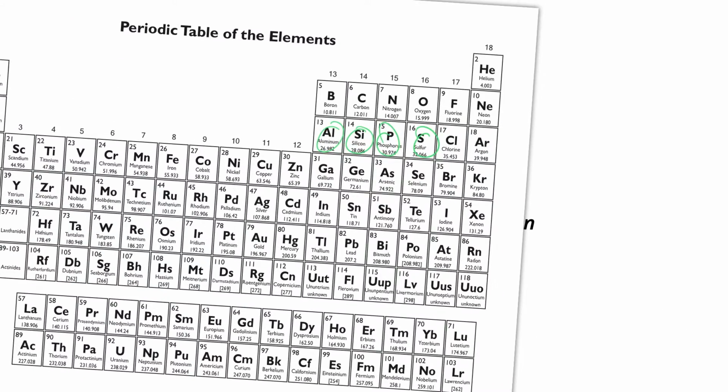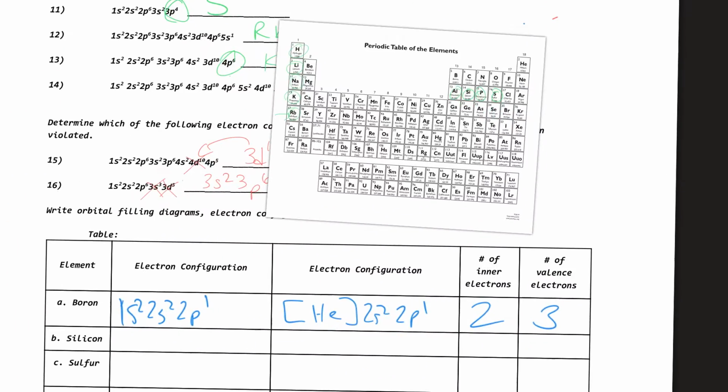Okay, silicon is 3p2. I'm going to work my way backwards just because it'll be easier. 3p2, and before that is 3s2. Before that is 2p6, and before that is 2s2, and before that is 1s2. Or I could go Ne, 3s2, 3p2. Inner electrons would be everything up to neon, so that's 10. And then 3s2, 3p2 is 4 valence electrons.